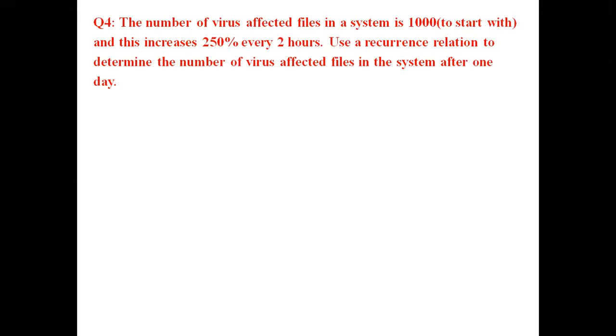Now I'll take up the next problem, that's the fourth problem, which is a statement problem, which we will be able to represent in the form of a recurrence relation and solve it. First, let us read the question.